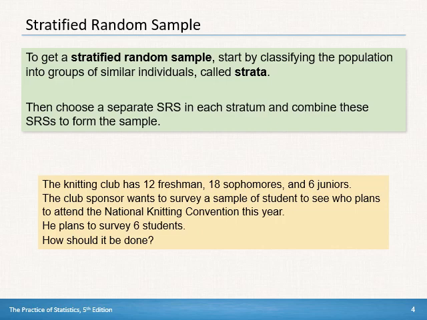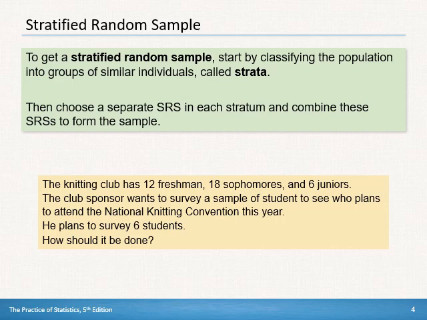So of the 36, 6 of them are juniors, right? That means 1/6 of the population, the knitting club, is juniors. So we need 1/6 of our sample to be juniors. Again, we kept this one simple and made the math pretty easy. But 1/6 of our population is juniors, so 1/6 of our sample should be juniors. That means one of our juniors will be randomly selected and be part of our sample. So we're going to do an SRS of just juniors and pick one.